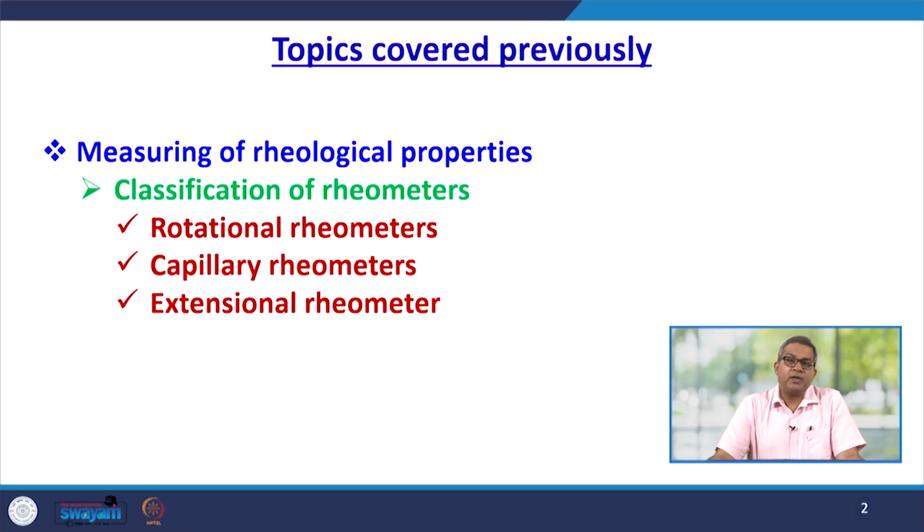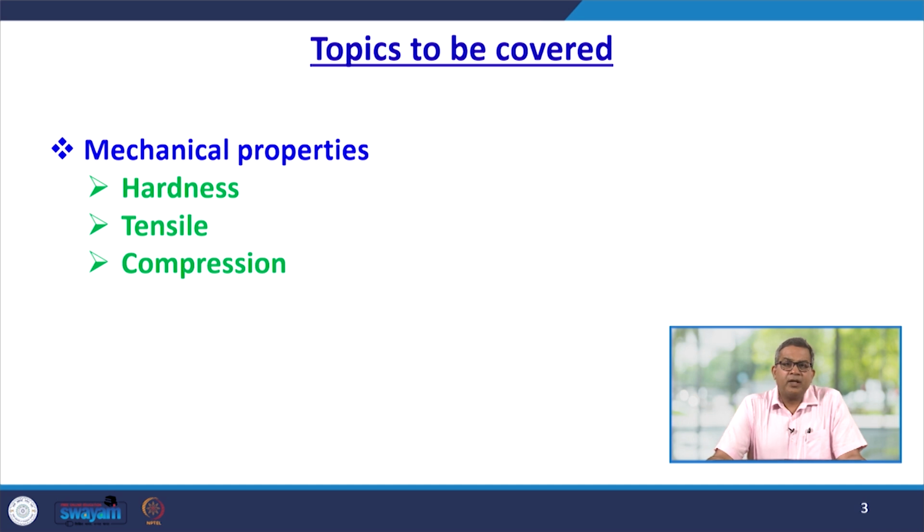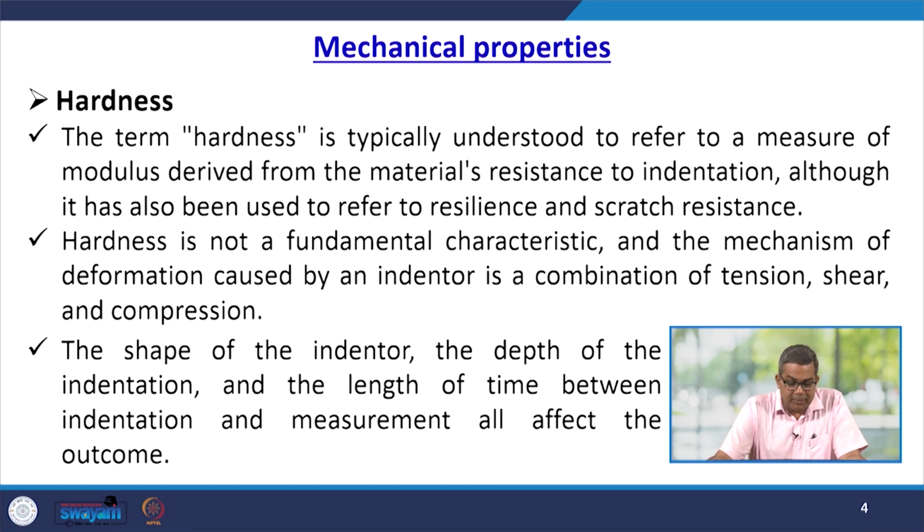Now in the previous lecture, we have covered the measurement of the rheological properties. We described the classification scheme of rheometers and discussed the rotational rheometer, capillary rheometer, and extensional rheometers. In this particular segment, we are going to cover the mechanical properties, especially pertaining to hardness, tensile and compression. All these things we are going to cover in this particular aspect.